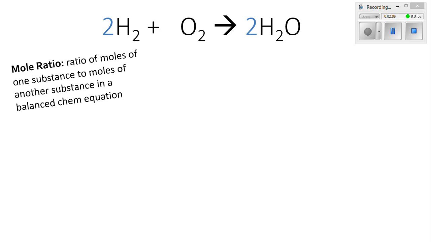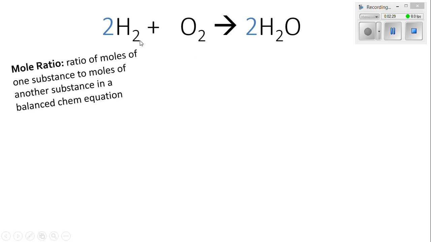So if we continue with this reaction, with this equation, we're going to talk about what are called mole ratios. And remember, a ratio is just the quantitative comparison between two different things, so looking at the amounts of two different things. Well, a mole ratio is going to be a ratio of the moles of one substance compared to the moles of another substance in a balanced chemical equation.